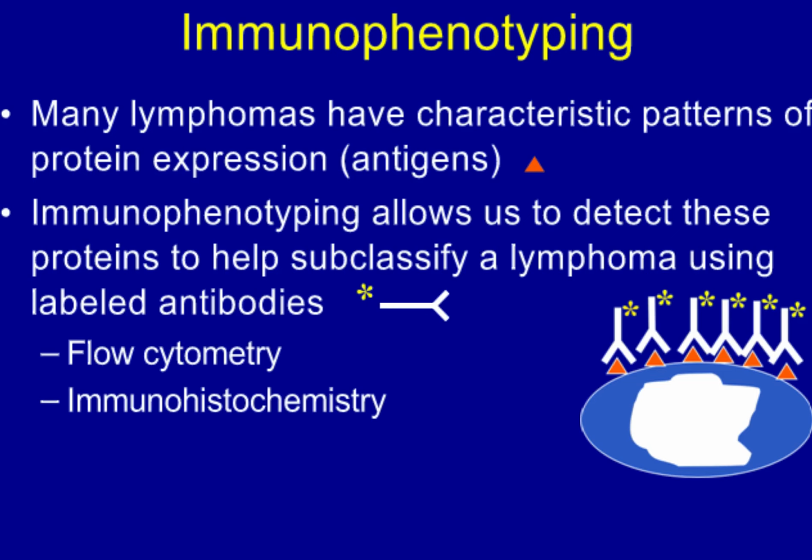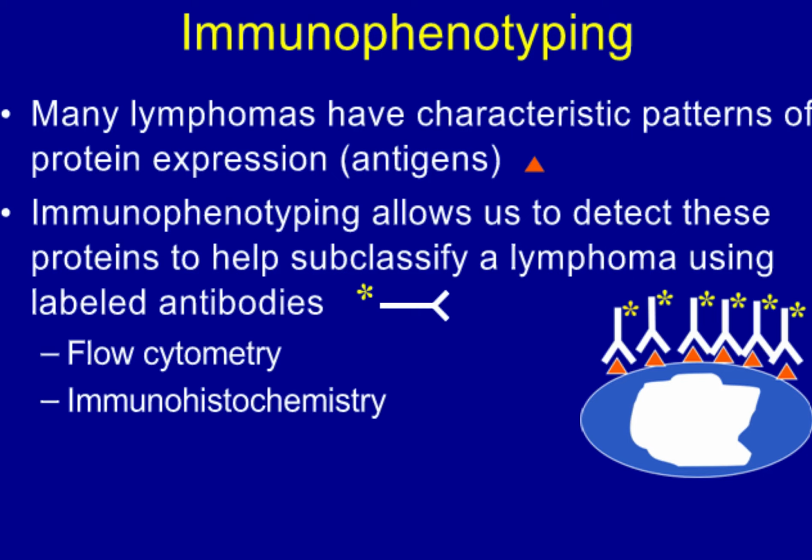So many lymphomas have characteristic patterns of protein expression or antigens on their surface or inside them, and immunophenotyping allows us to detect them. We use antibodies that are developed to these specific antigens. We can label those antibodies with little markers so that we can see them, either enzymes, so we can run chemical reactions on them and make it visible, or immunofluorescence, for example.